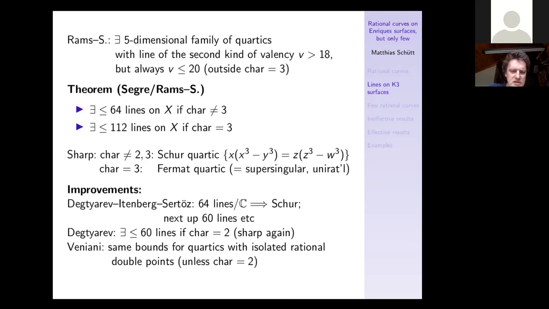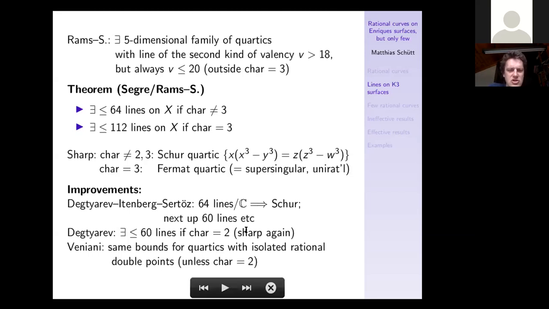Subsequent improvements, for instance, if you think about characteristic 2, you can push the bound to 60. This goes back to Degtyarev, who considered supersingular quartic K3s. And then again, it's sharp. And this fits in nicely with work of Degtyarev, Rams, and Schütt, who used Torelli theorems and computer-aided computations to prove that a quartic with 64 lines is unique. It's automatically Schur's. And then they developed the next kind of record surfaces.